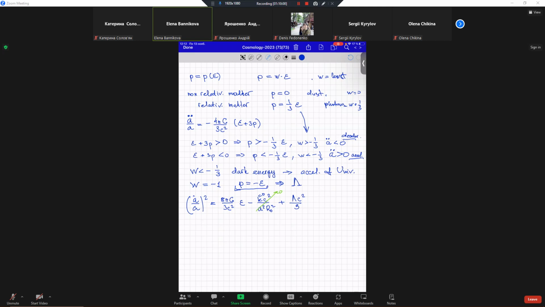Okay, look what I can do. I can divide here on c square and multiply c square by 8πG. The 3 I already have. What in this case will I have? I will have 8πG divided by 3c square. And inside, once c will disappear, no, not disappear, I will have lambda c^4 divided by 8πG.